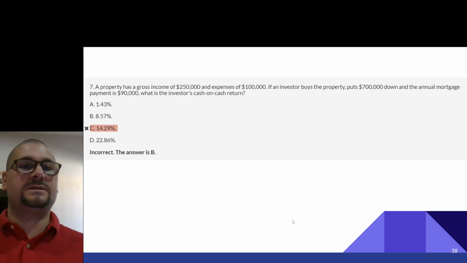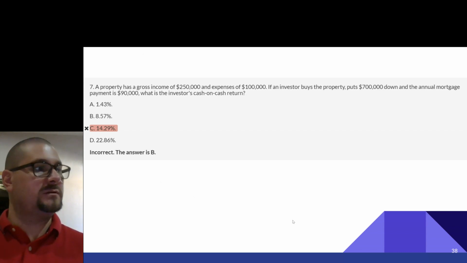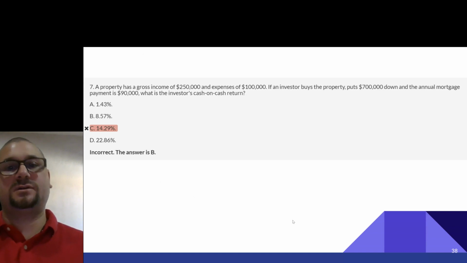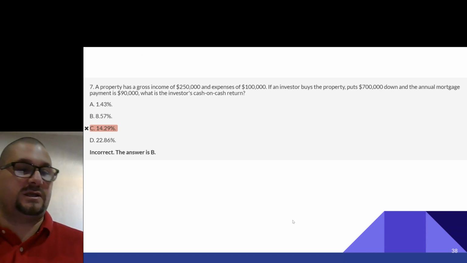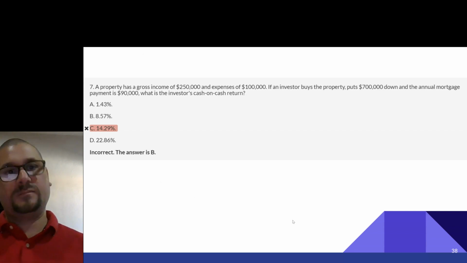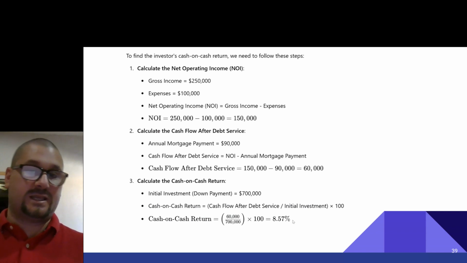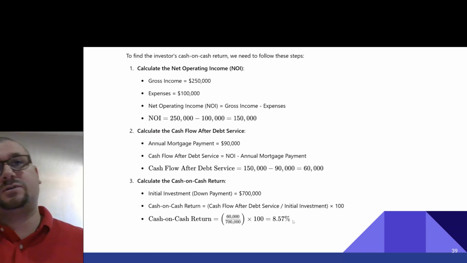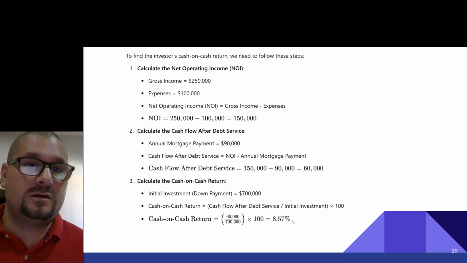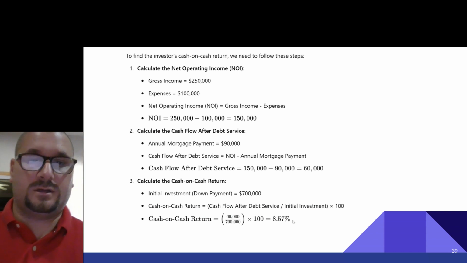So again, a property has gross income of 250,000 and expenses of 100,000. If an investor buys the property, puts $700,000 down, and the annual mortgage payment is $90,000, what is the investor's cash on cash return? Well, cash on cash return, we know it's the cash flow after debt service divided by the initial investment, aka your down payment.